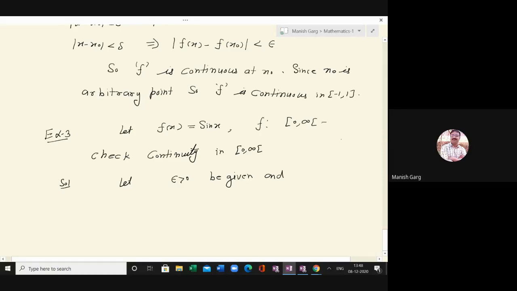f is defined on this to R. Is it open because infinity is not included in an interval.